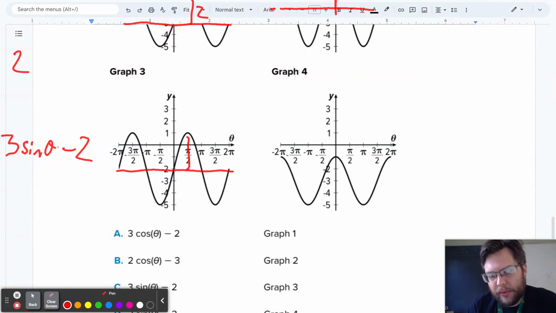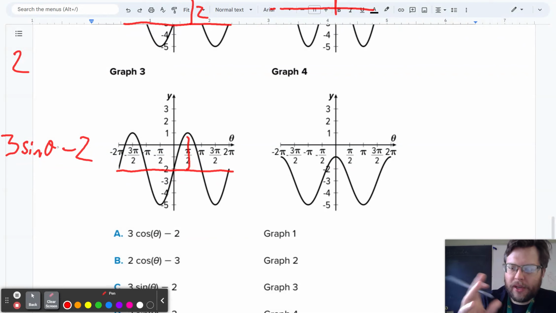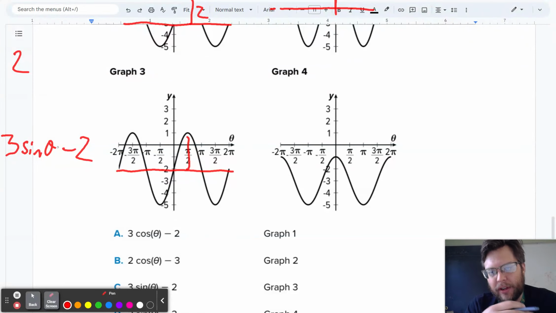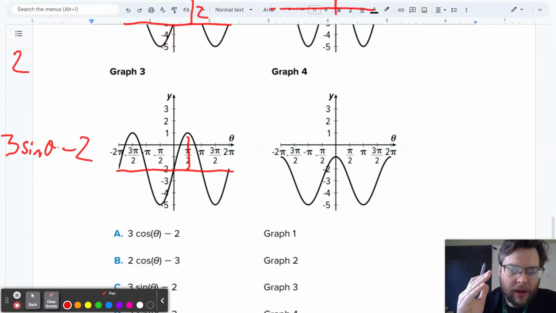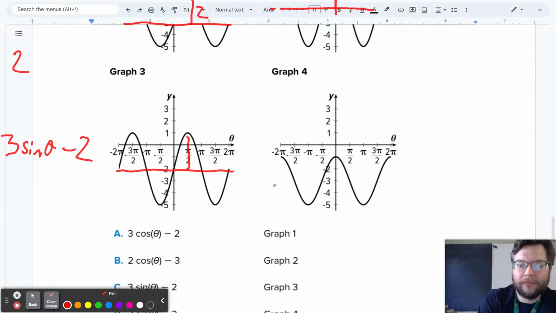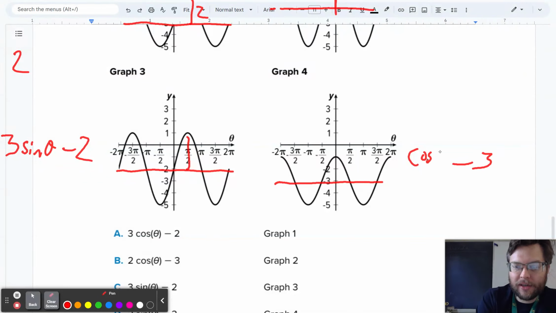The only other thing that would happen here is if the period was different, then we'd have a number multiplying on the inside. But all of these have a period of 2 pi. So I'm not worrying about the inside thing. I'm just worrying about what's the midline, what's the amplitude, and is it a sine or a cosine graph. Same idea here. Midline -3, starts 2 steps above the midline. So there we go.